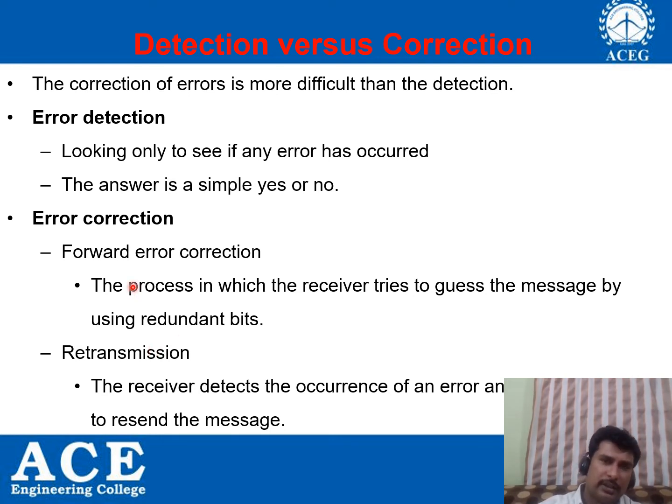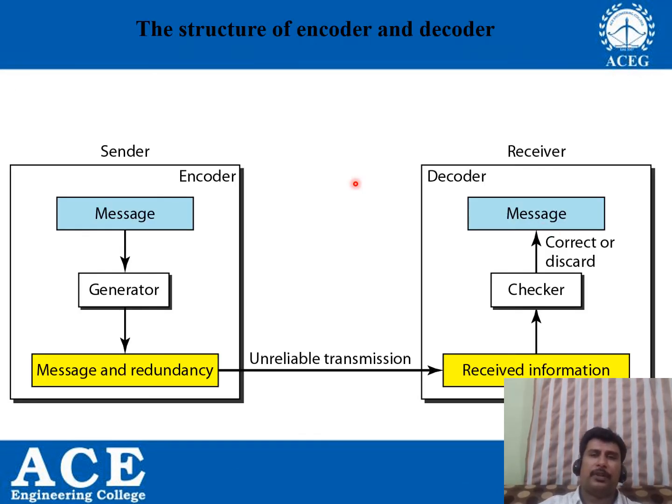That is called forward error correction. If I am looking for the sender to retransmit the same data since an error has been detected, that will be referred to as backward error correction or retransmission. Okay, so we have detection, which simply indicates whether there is an error or not, and correction, which not only indicates the error but also tries to correct it. Here we have two types, forward error correction and retransmission. Right. Now let us try to understand how this error detection and correction process happens.